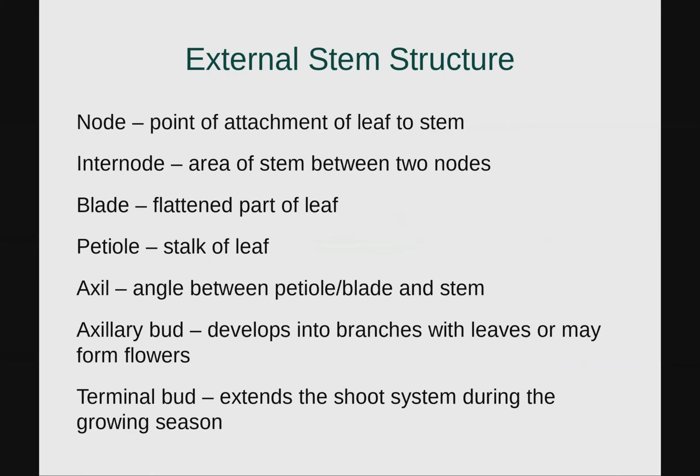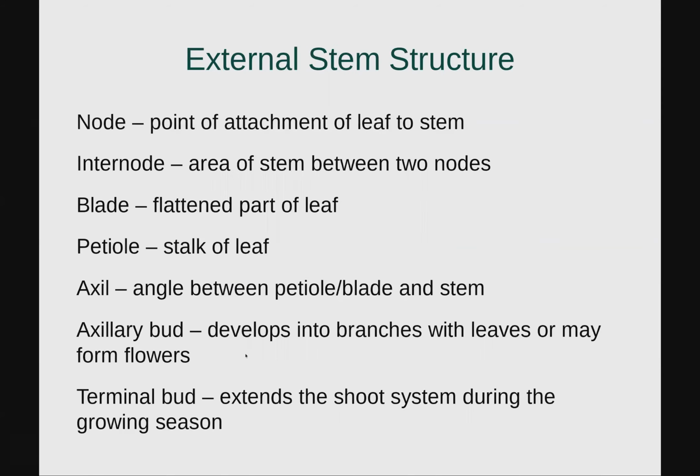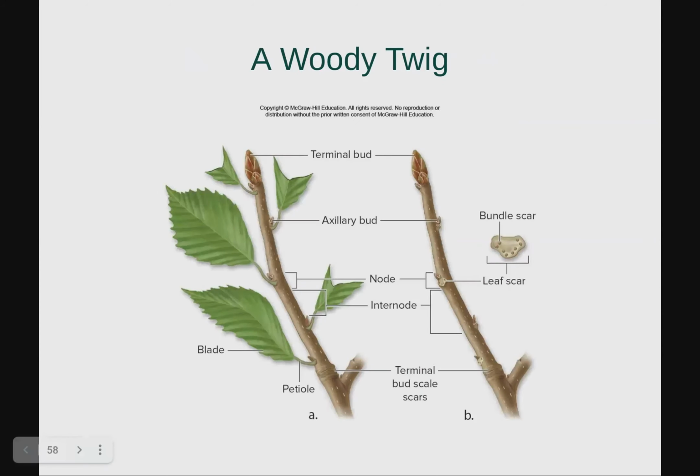The axillary bud, which develops into branches with leaves or may form flowers, and then the terminal bud, which extends the shoot system during the growing season. I know that was a lot, but luckily we have a nice handy dandy picture of a twig with all these things. So we have the terminal bud, an axillary bud, the node, the internode, the petiole, the blade, the terminal bud, and so on and so forth. So this is what we have. Again, these are the overall words, but again, a nice handy dandy picture here to know the structure of our leaves.